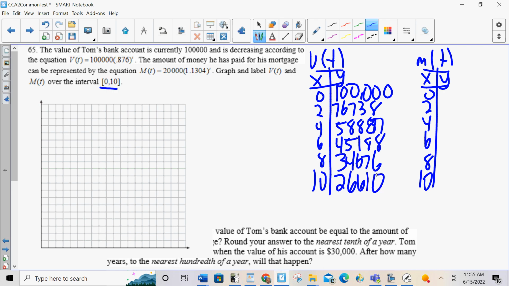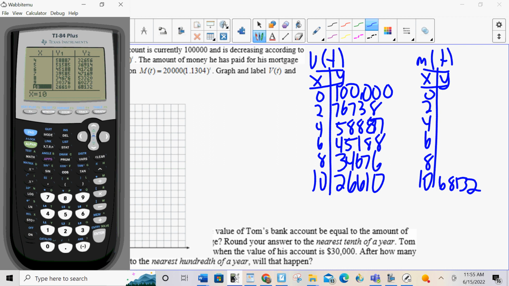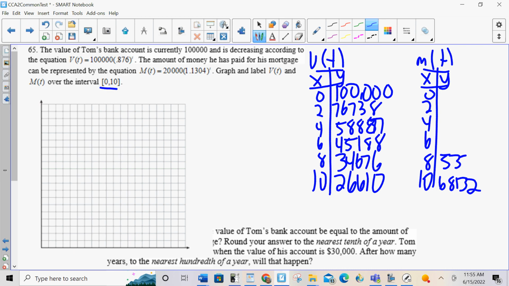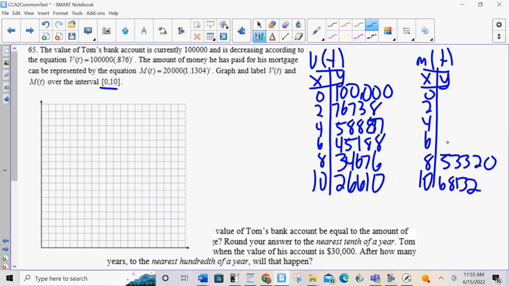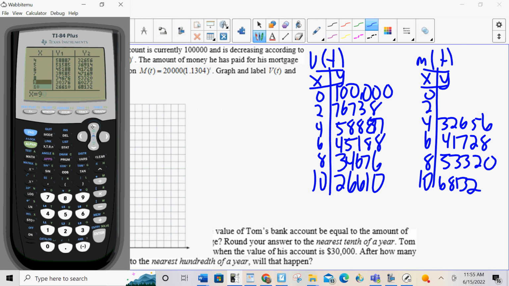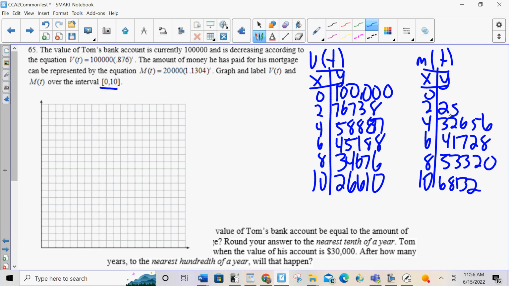M of t, now, kind of work backwards. 10 is 68,132. 8 is 53,320. 6 is 41,728. 4 is 32,656. 2 is 25,556. And 0 is 20,000.